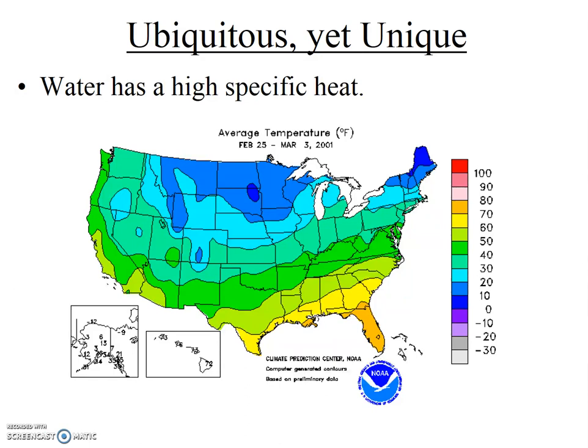Pretty cool. But for now, just review the impact that this high specific heat of water has on keeping coastal areas more moderate in temperature, and thus the continental interiors are actually more extreme in temperature.